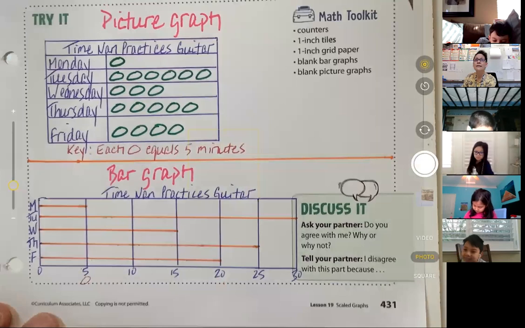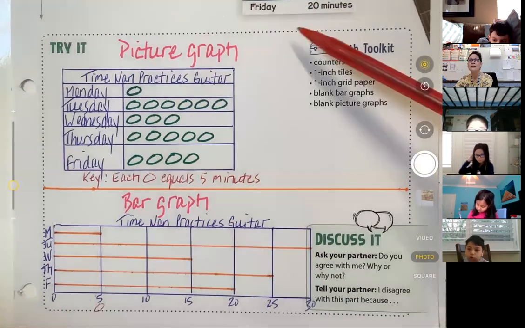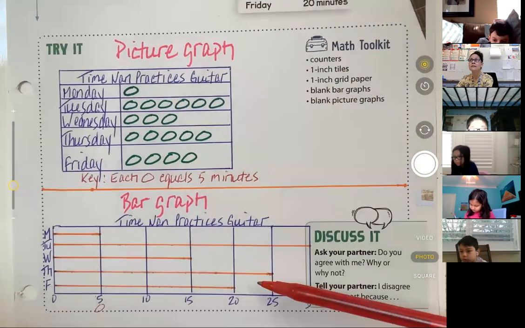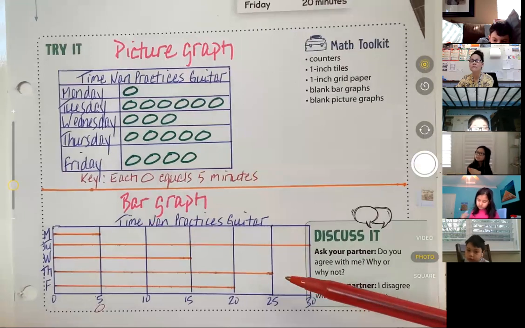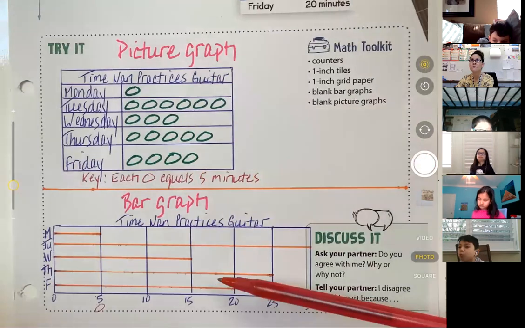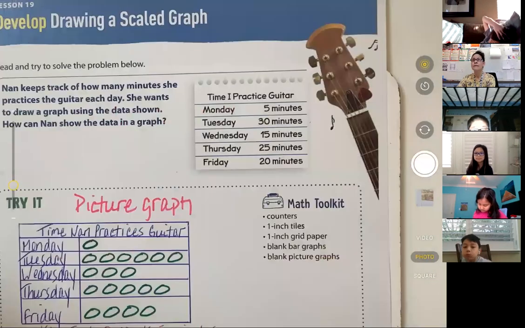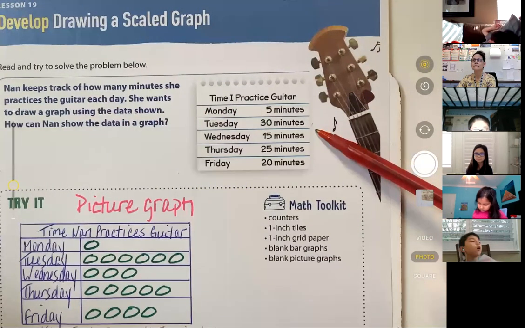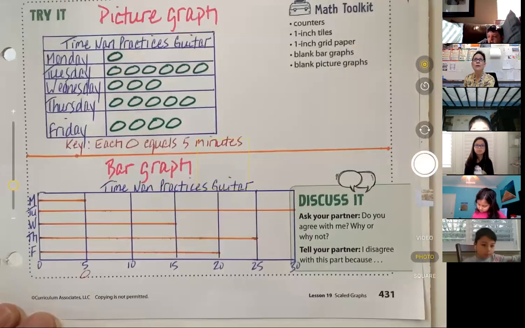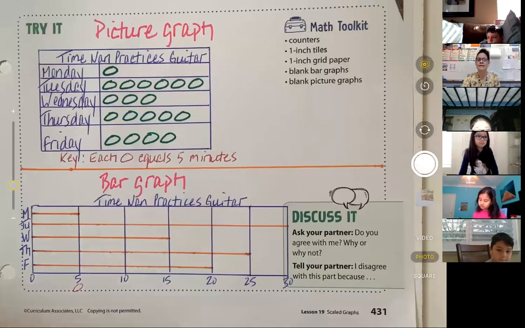So again, friends, you can see that in the picture graph and in the bar graph, the information being represented or shown doesn't change. One is in pictures, one is in bars. But both represent Nan's notes, just in two different ways. All right? I'm going to give you just a moment to finish up these notes before we proceed to page 432 and discuss that too.